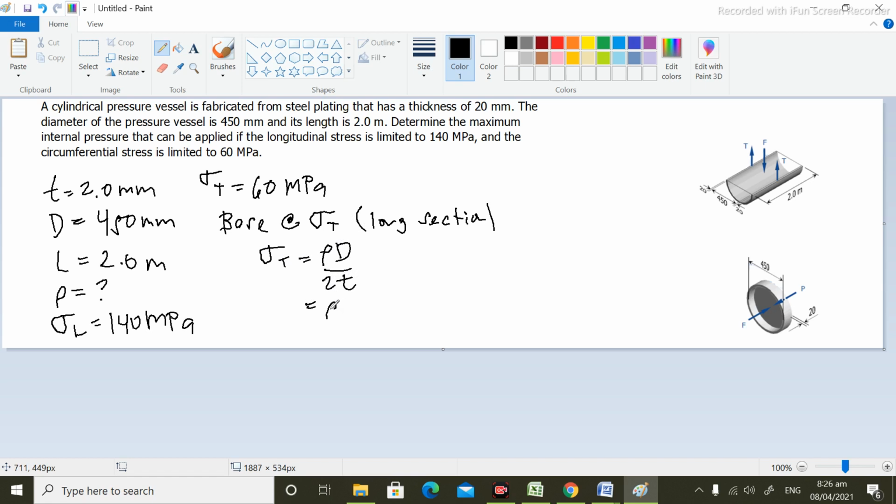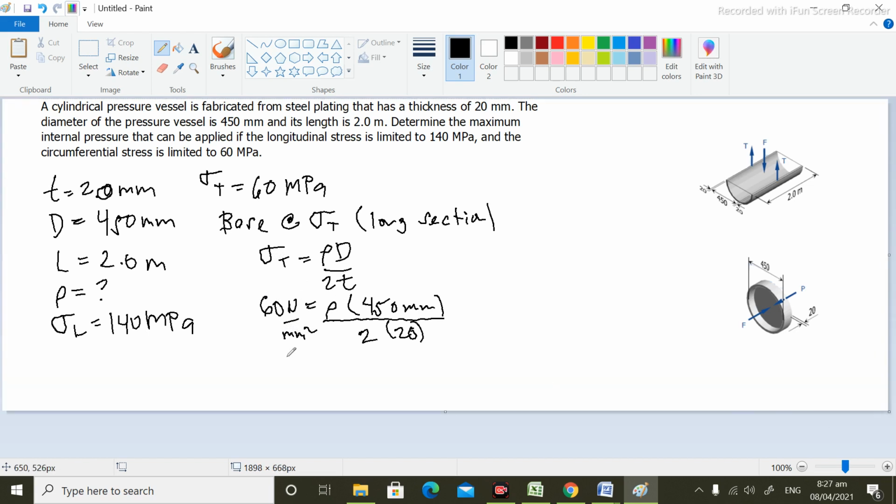Rho or yung pressure. So, pressure times 450 mm all over 2 times thickness na 20. Mali tayo dito kanina. And then limited siya sa 60 megapascal, 60 newton per mm squared. Okay, so yung pressure na allowable due to tangential stress is equal to 60 times 2 times 20 divided by 450, is equal to 5.33 megapascal.